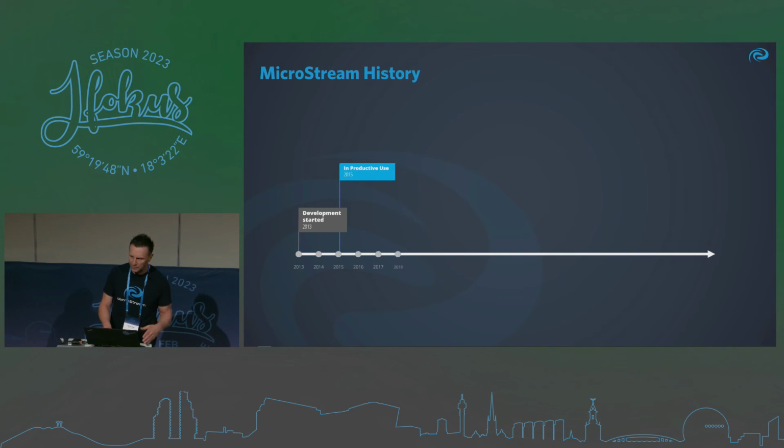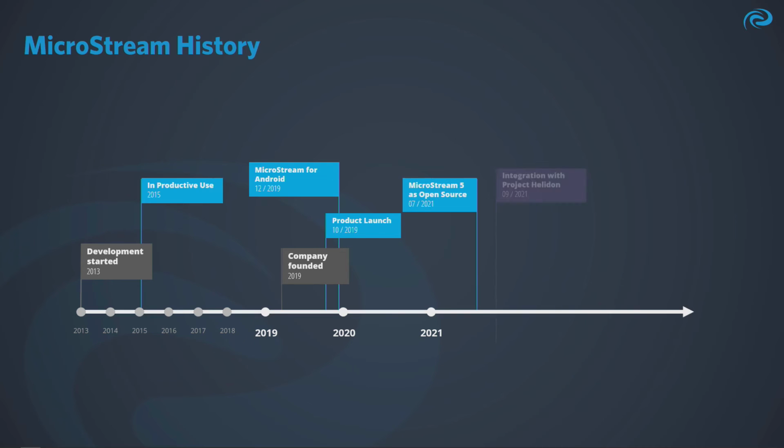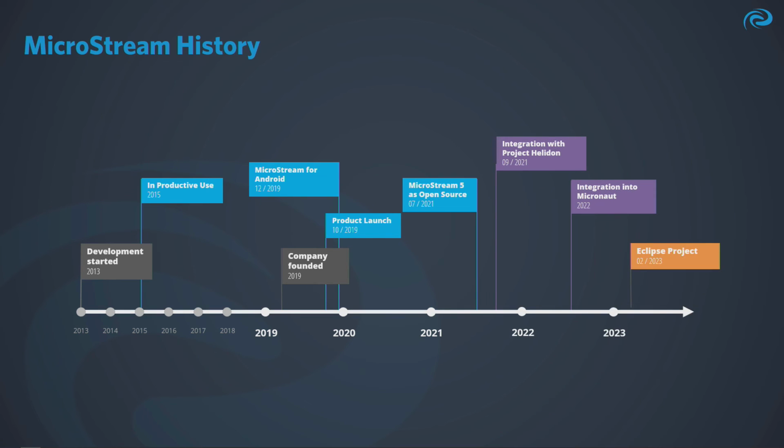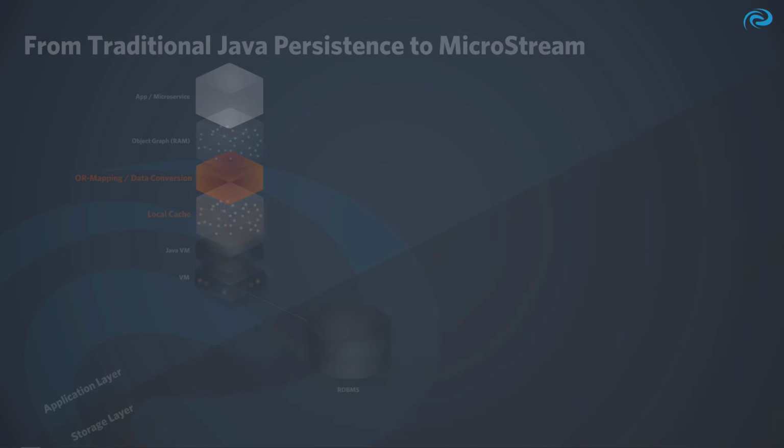It was built 10 years ago, when we saw that we were not able to improve the Hibernate tools. Then we tried this functional principle of system prevalence. Two years later, we used this in practice. In 2019, we decided to launch MicroStream as a product. Now it's open source, and we're going to push the code to Eclipse.